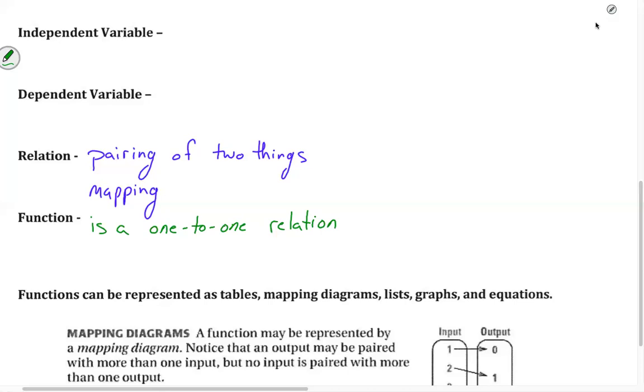All right. So a function is a one-to-one relation. But in short, this is what you need to know: X values do not repeat. That's the big thing. They don't repeat.